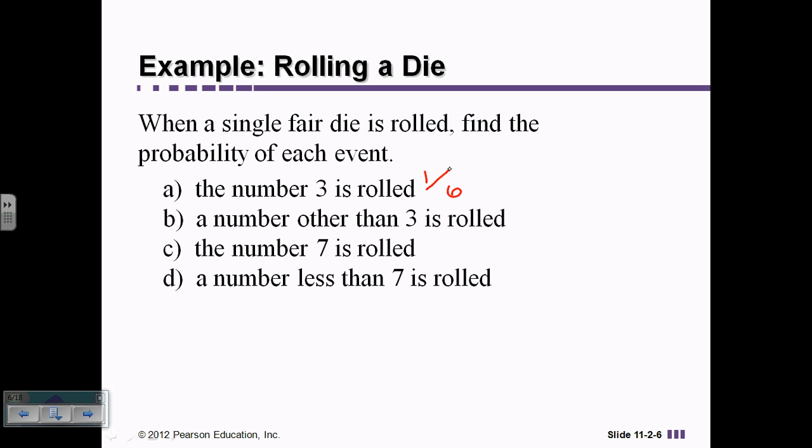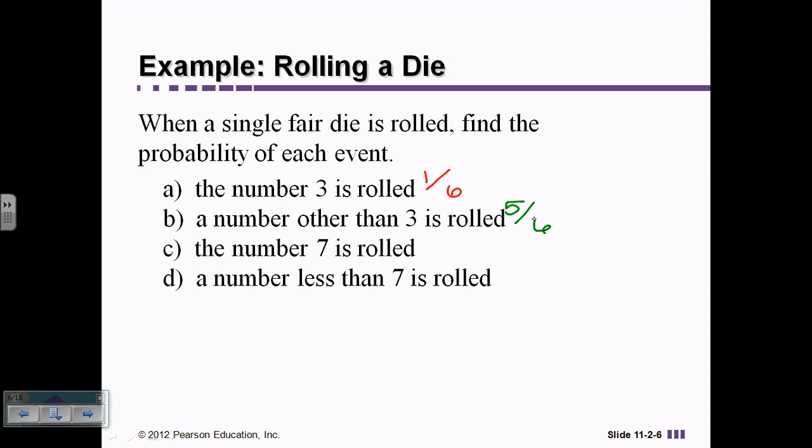Remember, when we're doing probability, we always want to take the favorable outcome divided by all the possible outcomes. With a die, there are 6 possible outcomes, and the one that I want is a 3. If the probability of getting a 3 is 1 out of 6, then the probability that I don't get a 3 would be all the other faces of the die, which are 5 faces out of 6 possibilities. So the probability that I would not get a 3 is 5 out of 6.